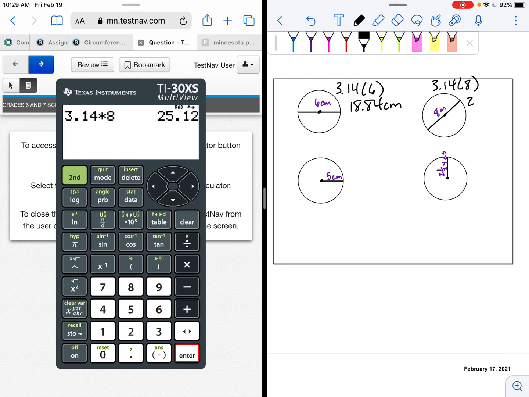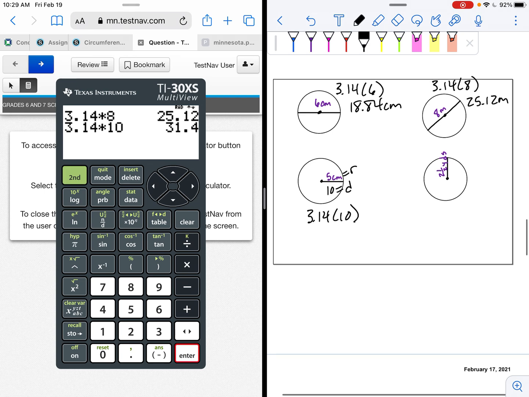And I'm going to get 25.12 meters. So then down here, remember, this is radius. So if radius is 5, that means diameter is 10. So I'm going to do 3.14 times 10. When you multiply by 10, you're really only moving the decimal one spot, so this is actually 31.4, and it is centimeters.